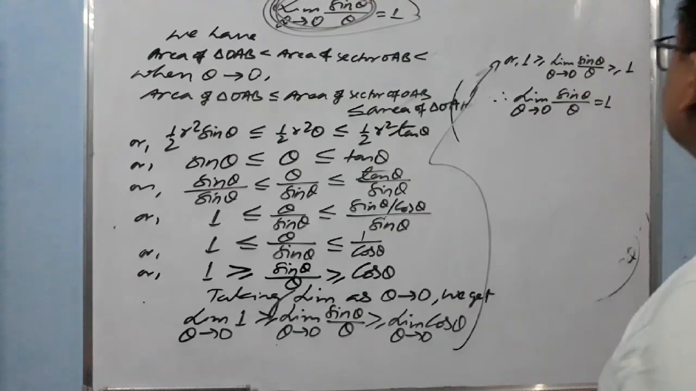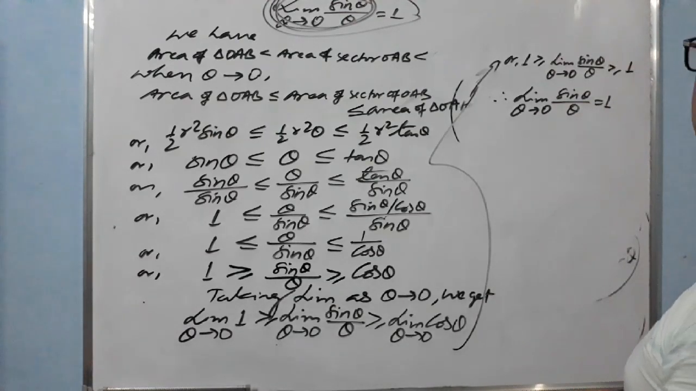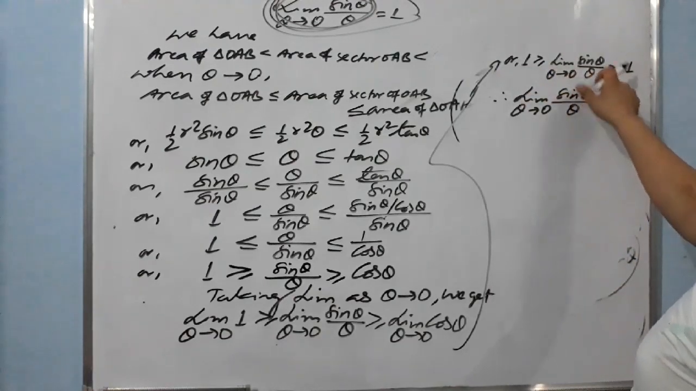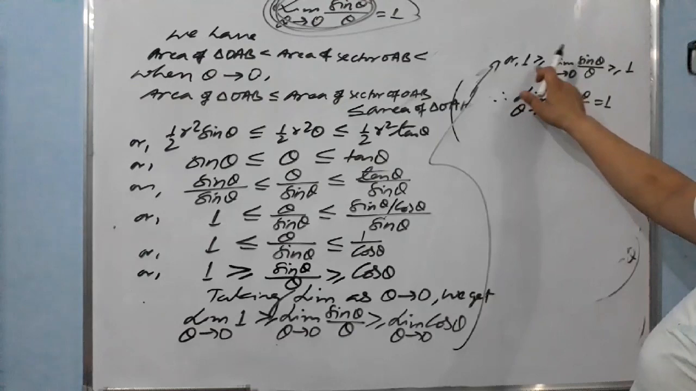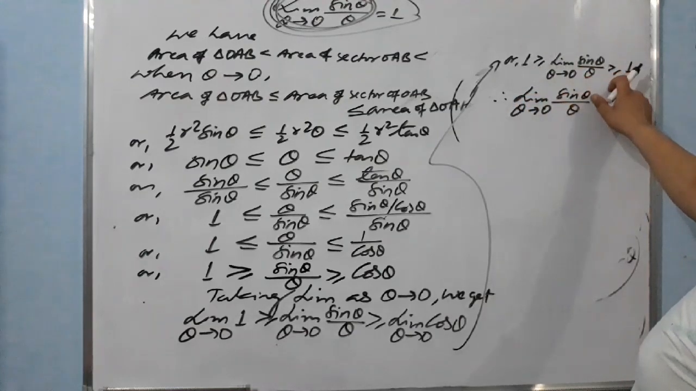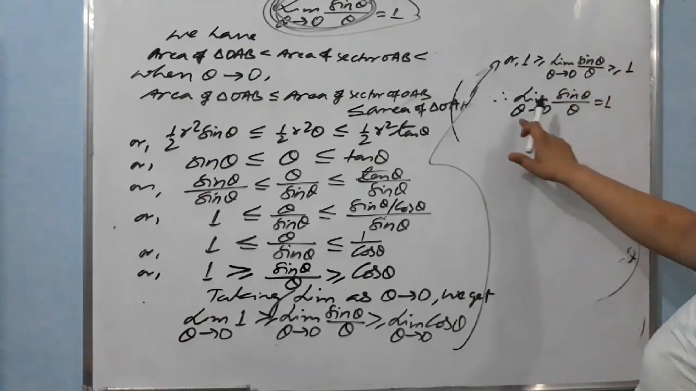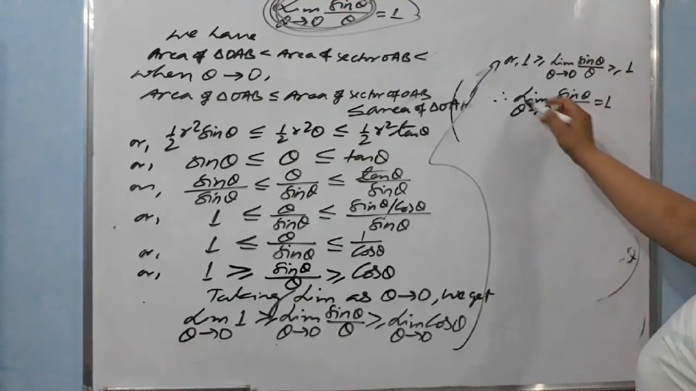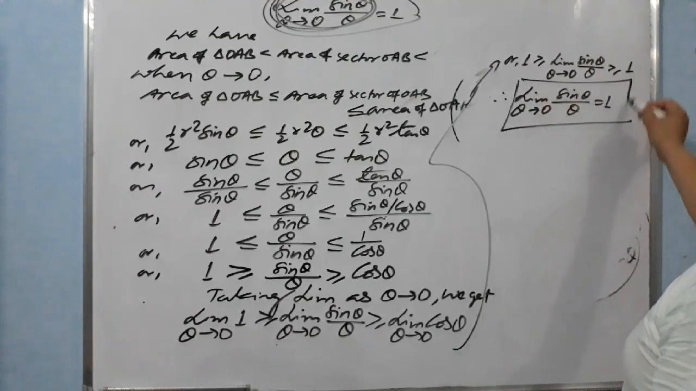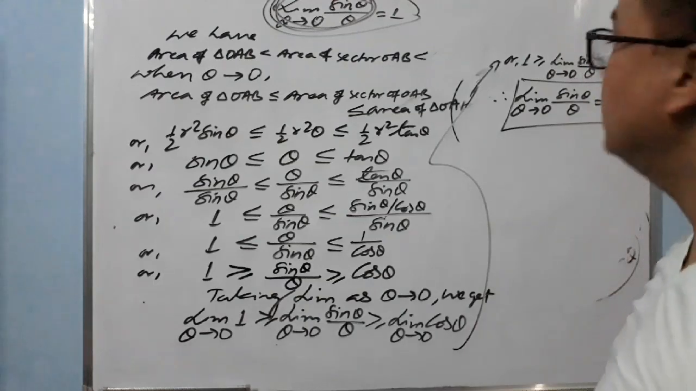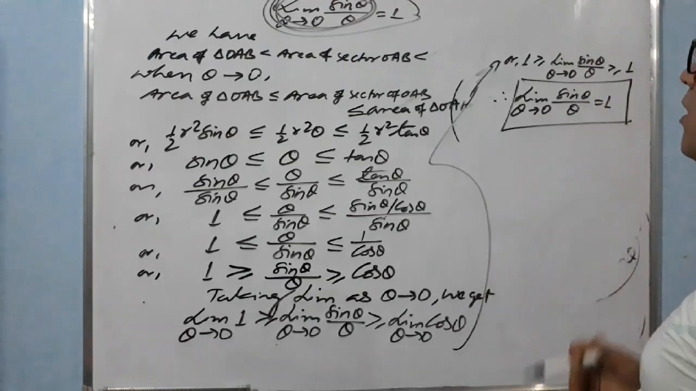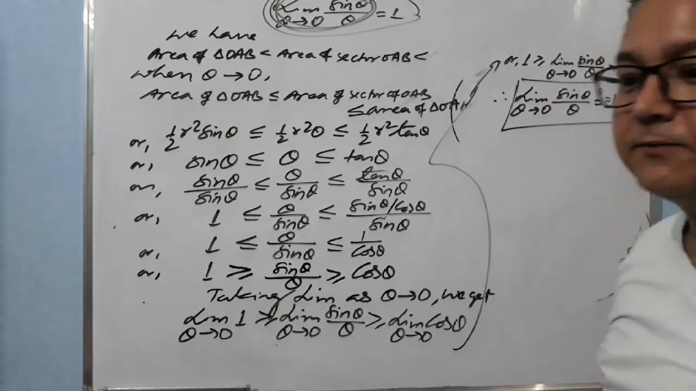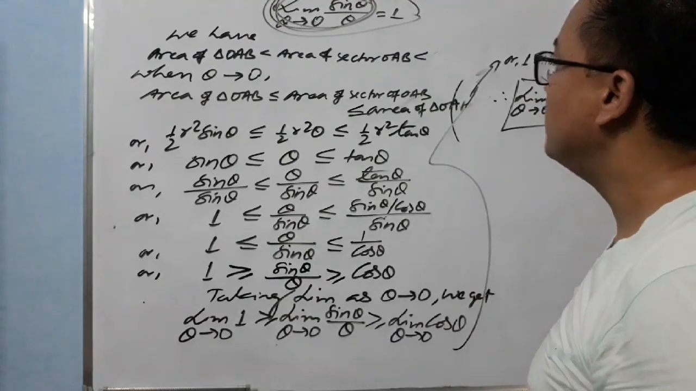Or you can say by using the squeeze principle, or simply it is self-evident: 1 greater than or equal to this, greater than or equal to 1. This means the limit of sin theta upon theta as theta tends to 0 is equal to 1, when theta is measured in radians. So this is one of the very important theorems in limits of trigonometric functions. I think you understood how to prove it.